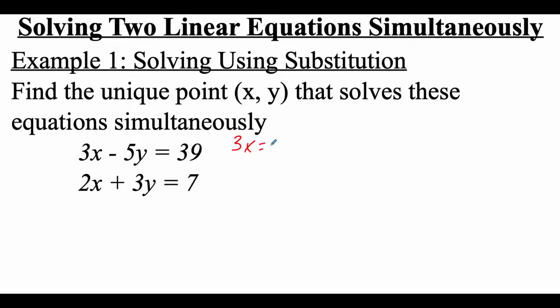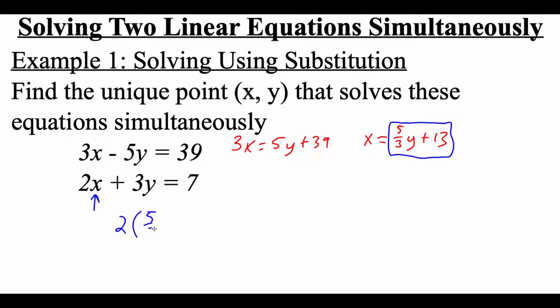So I'll get 3x equals 5y plus 39, but then I want to get rid of the 3 that's attached to the x, so I'm going to divide everything by 3, which is going to leave me with x equals 5/3 y plus 13. Now when I'm using substitution, I'm going to take this information right here, and because I know that's what x is equal to, in my other equation, I'm going to plug that stuff in for the x variable. So we get 2 times (5/3 y plus 13) plus 3y equals 7.